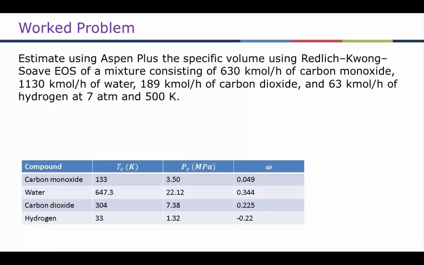So here I have a problem described as a mixture of gases: carbon monoxide, water, carbon dioxide, and hydrogen. Their molar flow rates are given. What we want to find out is the specific volume at 7 atmosphere and 500 Kelvin. The omega parameters have been estimated from the literature.